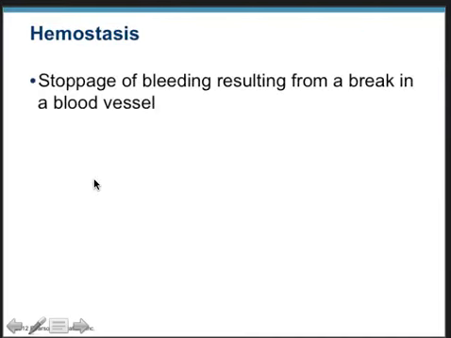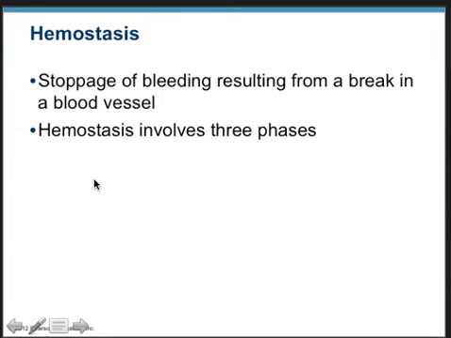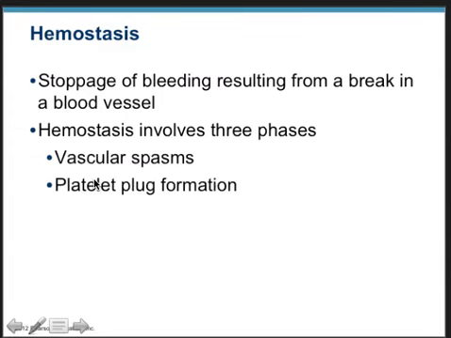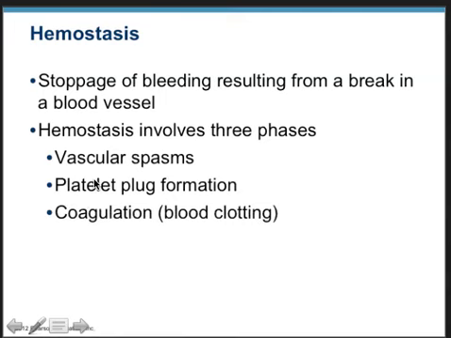Hemostasis is the cessation of blood loss from a break in a blood vessel. It involves three phases: vascular spasm, platelet plug formation, followed finally by coagulation. And all of these are designed to do one thing, which is to stem the loss of blood, which would eventually result in tissue death.